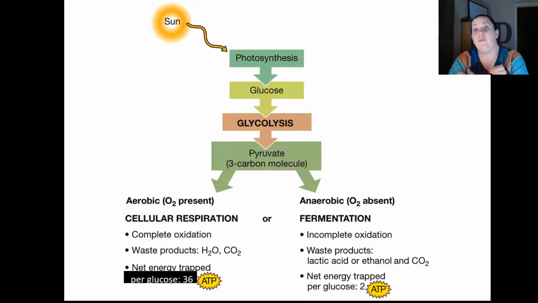On the other hand, if we look at anaerobic, where oxygen is absent, this is called fermentation. This is incomplete oxidation of pyruvate. The waste products are things like lactic acid or ethanol, as well as carbon dioxide. And the net energy that we're able to then get for each glucose is only 2 ATP. So this summarizes the process of both cellular respiration and fermentation for you.